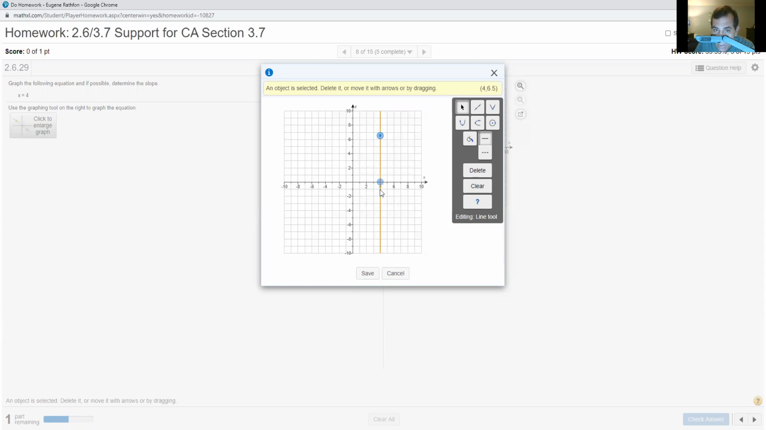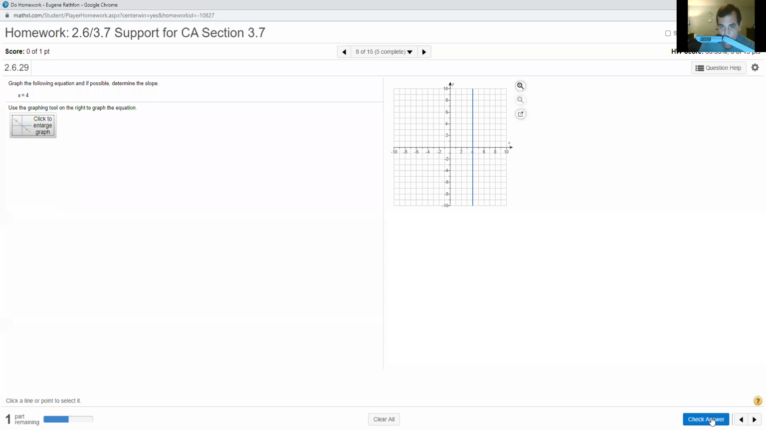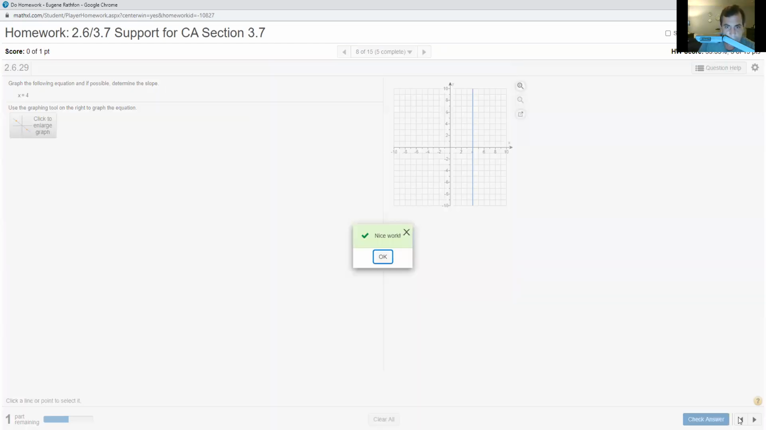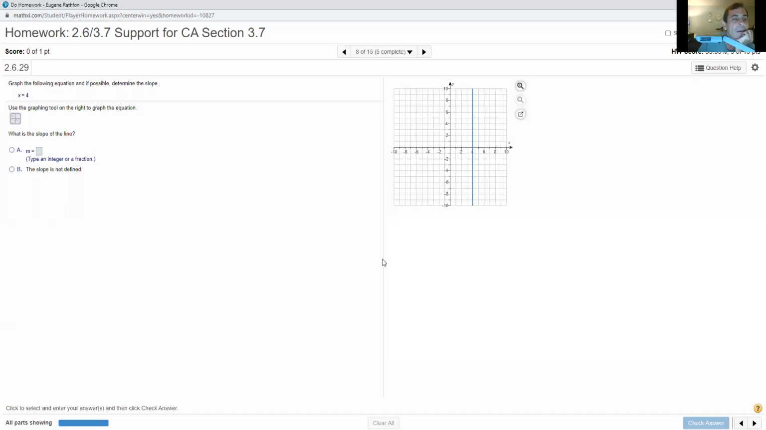And if I move this one down here, if you notice in the corner, it's changing: 4, negative 3, 4, negative 4, 4, negative 5, and so on. As long as I'm on that line right there, my x value will always be 4. It doesn't matter what the y values are, the x is always 4. Those vertical lines, like I said, they always have an undefined slope. So the slope is not defined.